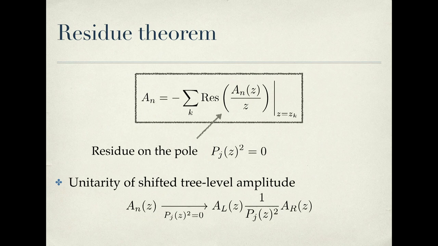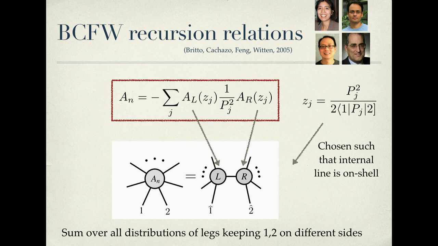Okay, so this is the formula. Maybe it's a little bit hard to see what it really means, but diagrammatically, we would have some blob. This is our amplitude A_n. It has some legs 1, 2 that can be chosen arbitrarily. There is nothing special about 1, 2. I just chose 1, 2.